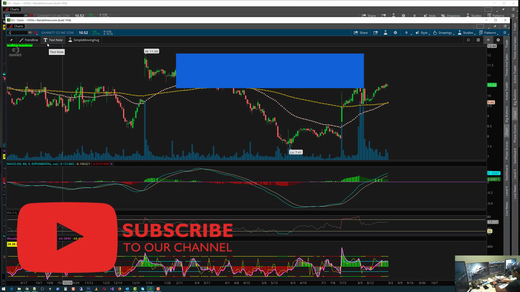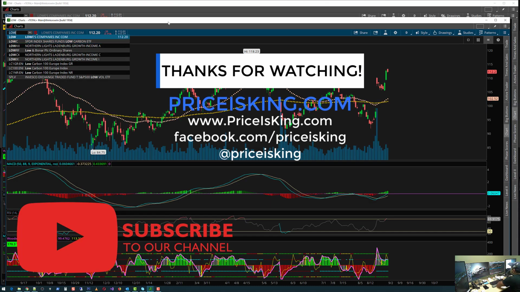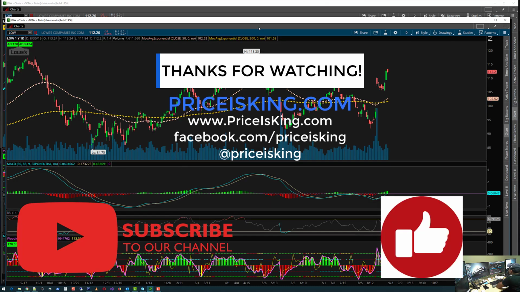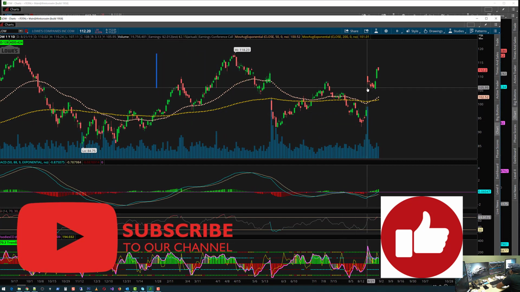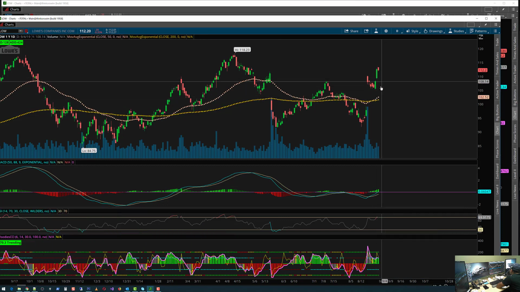And the last one is Lowe's, LOW. All right, so there's a pop. There's going to be some pullback. It's crossed above right here. You got the 50-day crossing above the 200. It may pull back a little bit here and then go up.